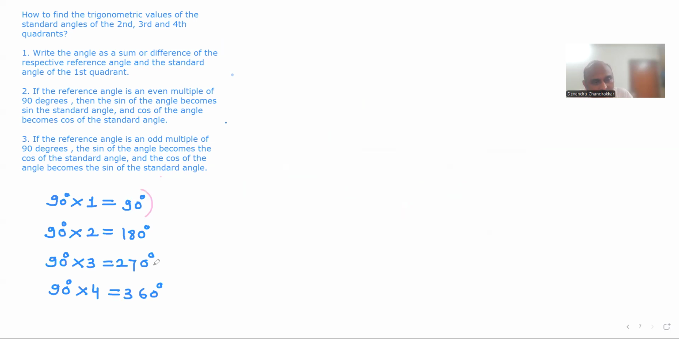Now these are odd multiples. Can you see? These are odd multiples of 90. So I'll just tag them as odd. चलेगा? Yes or no? All of you, please say yes or no. बोलो भाई mic on करके. Yes, sir. Good. Shabash. These two are even multiples because they are multiples of 2 and 4. 90 into 2, 90 into 4. Even multiples. Right? So now you are absolutely clear about even and odd reference angles.